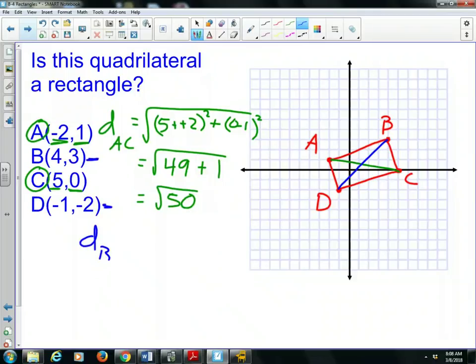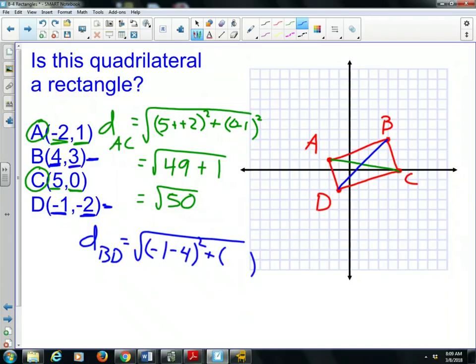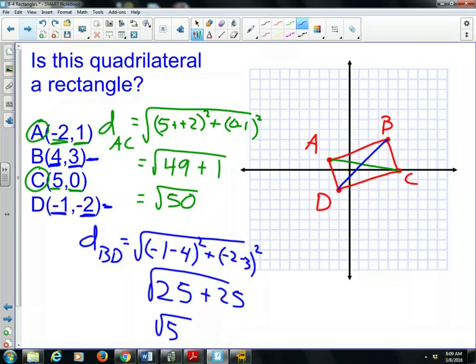The distance from B to D equals the square root of x2 minus x1 squared, negative 1 minus 4 quantity squared, plus y2 minus y1 quantity squared, negative 2 minus 3 quantity squared. Negative 1 minus 4 is negative 5. Square negative 5, and we get 25. Negative 2 minus 3 is negative 5, squared is a positive 25. What are we seeing here, class? We're seeing that segment BD is also the square root of 50 units.